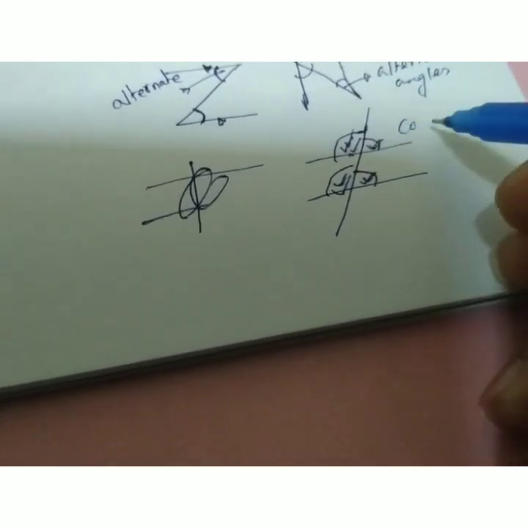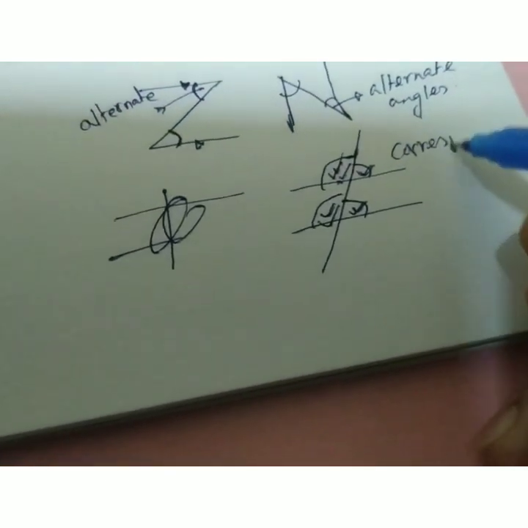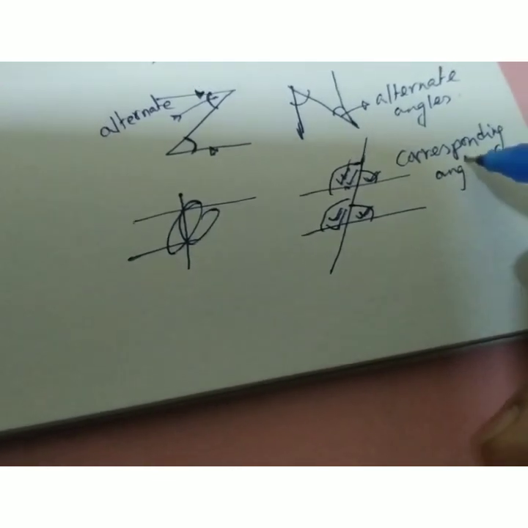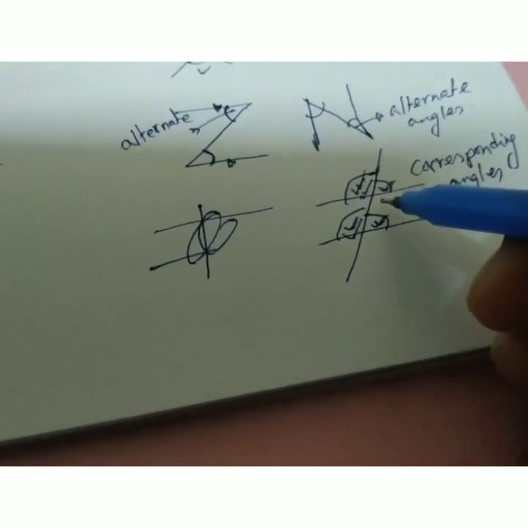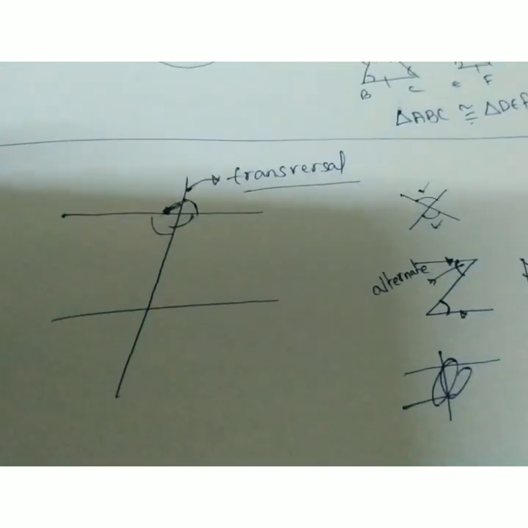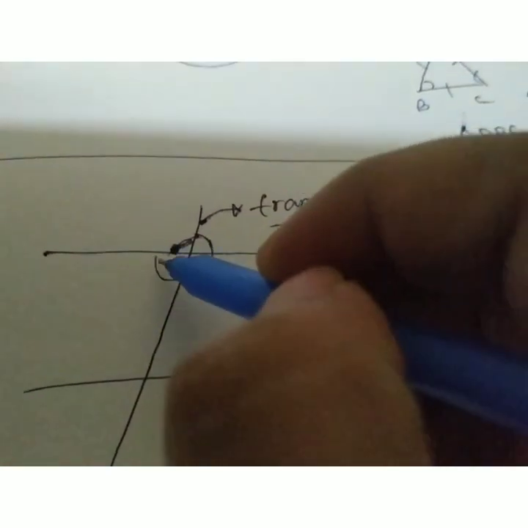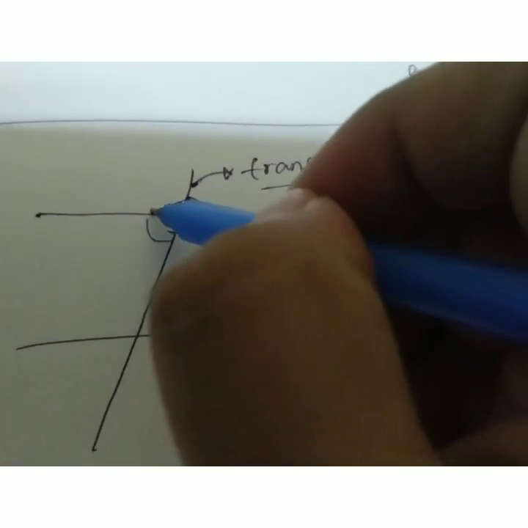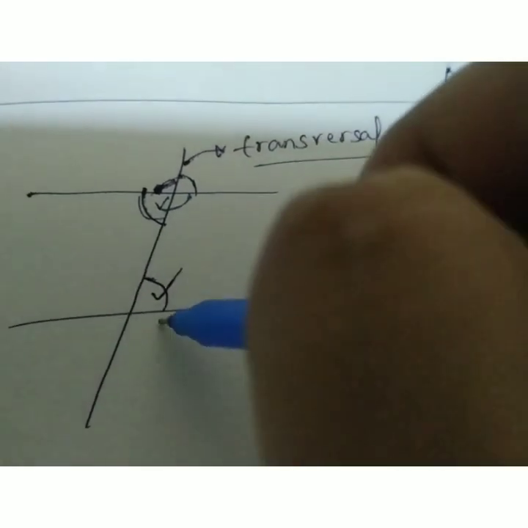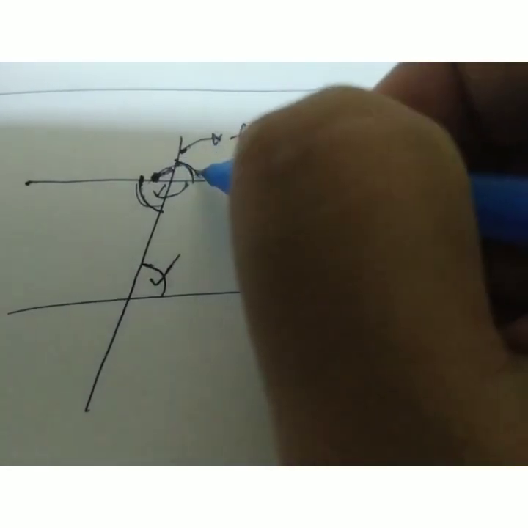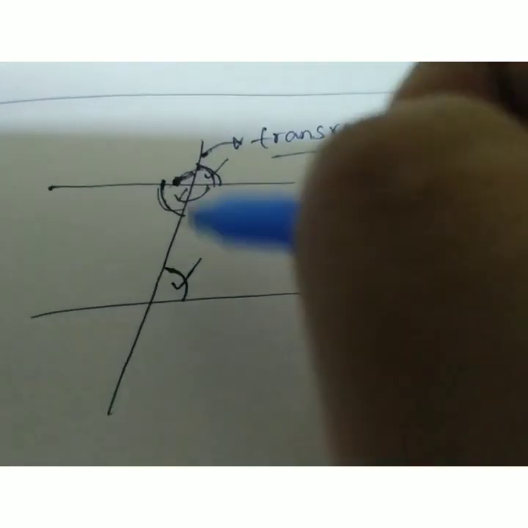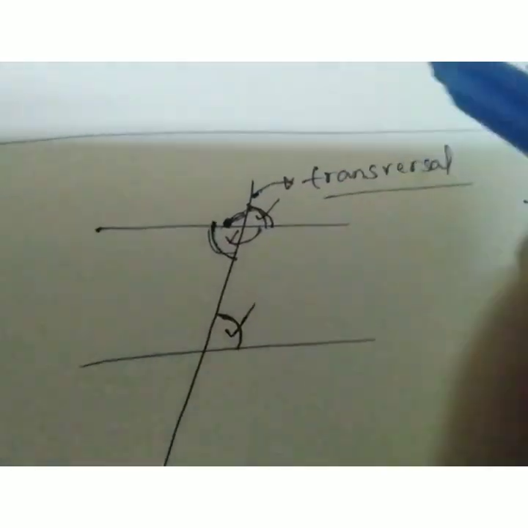So these two angles are corresponding angles. So remember, corresponding angles are also equal, okay. These are also corresponding angles. So in this figure, this angle and this angle are vertically opposite angles. This angle and this angle are what? Alternate angles. Similarly, this angle and this angle are what? Corresponding angles, okay. So I hope the concept is clear.